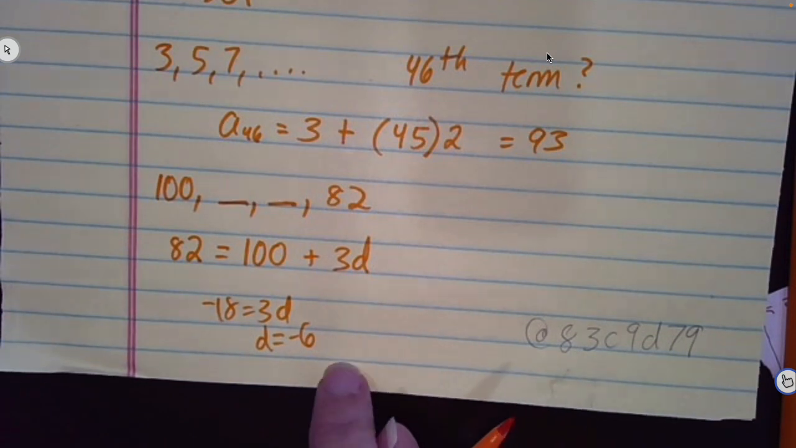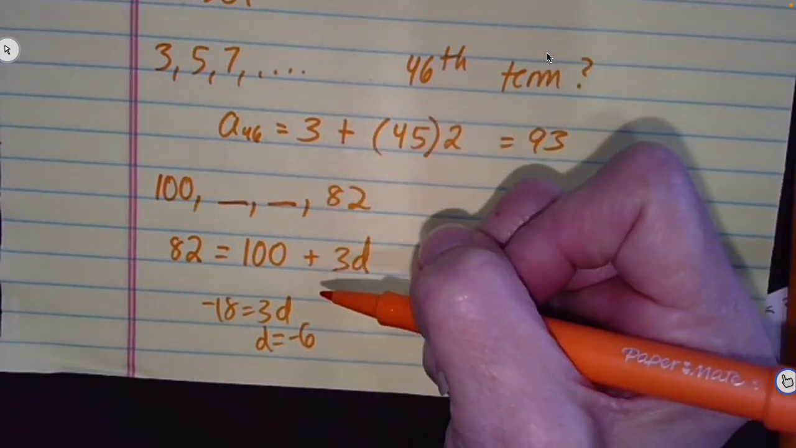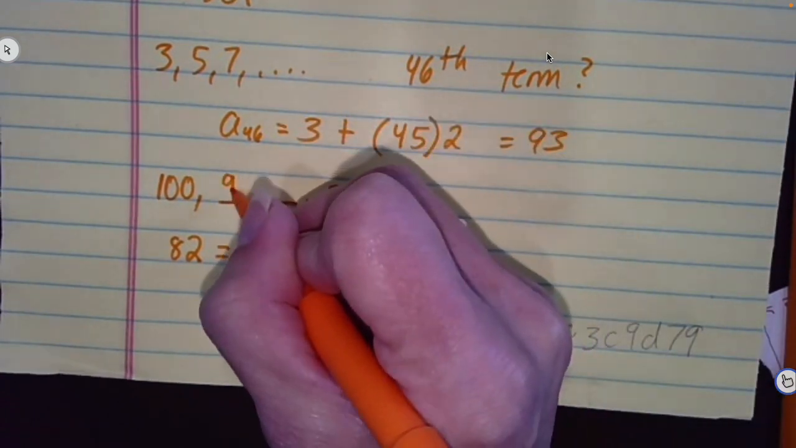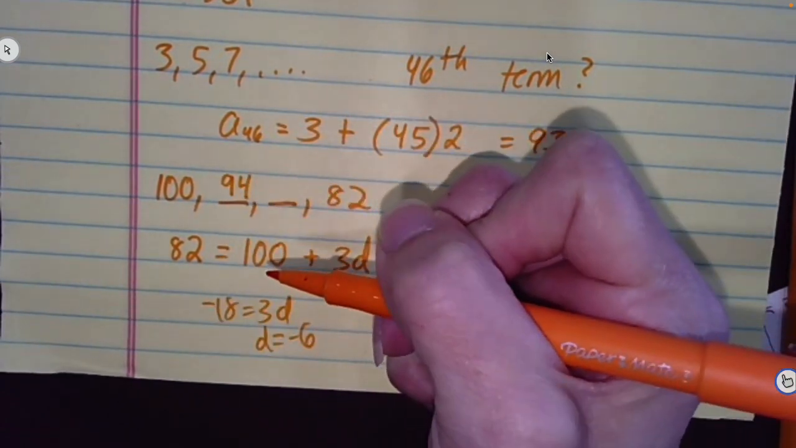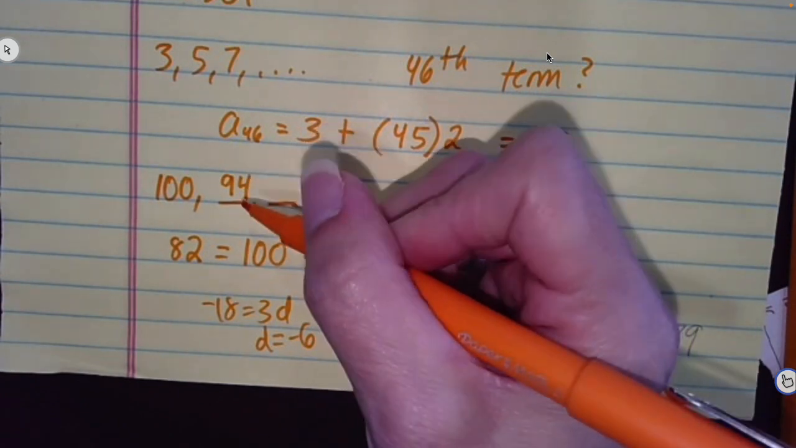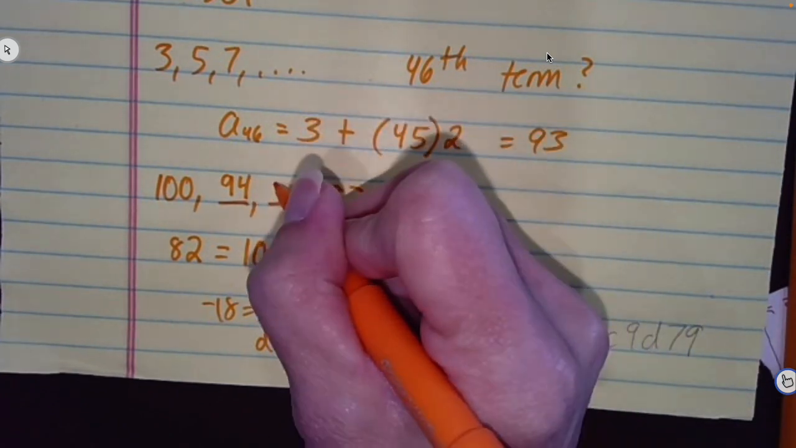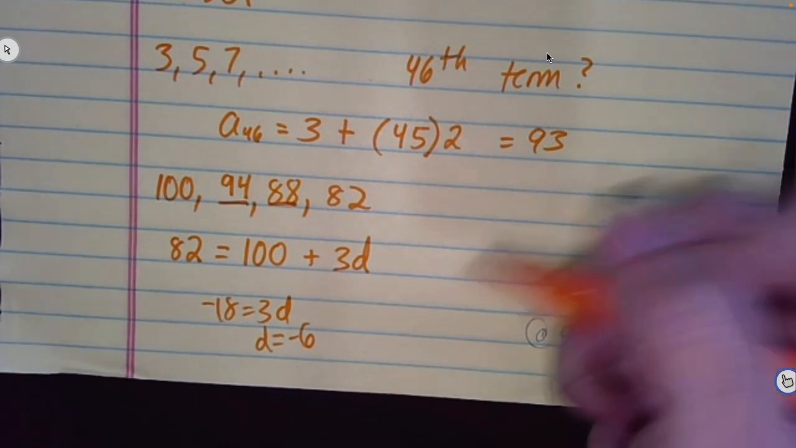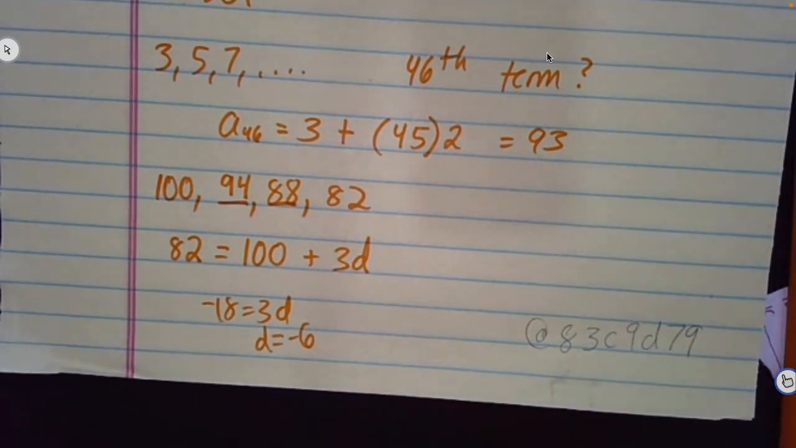And I get -6. No, it's not going to be the same 94. You're not going to use the same formula every time. What's 94 minus 6? 88, and then 88 minus 6 is 82. That's my problem. Now, your problem starts with 4, and I would just go to 46.